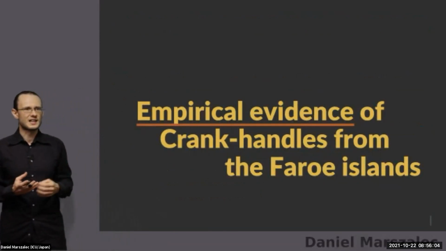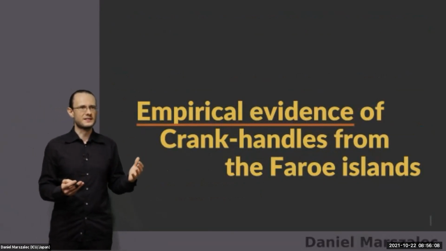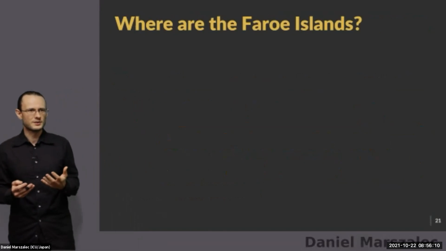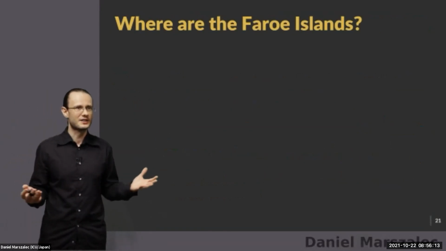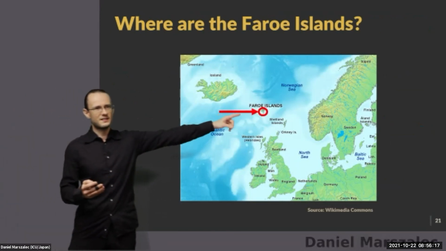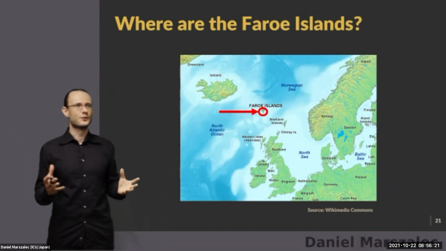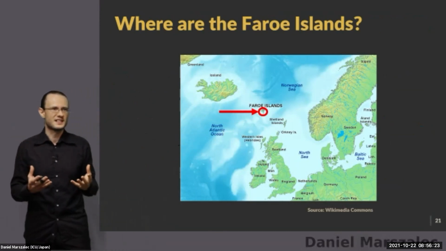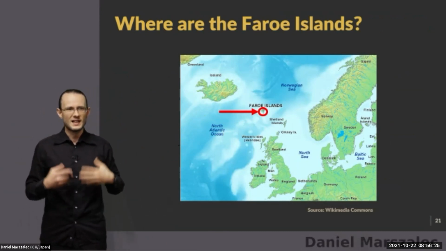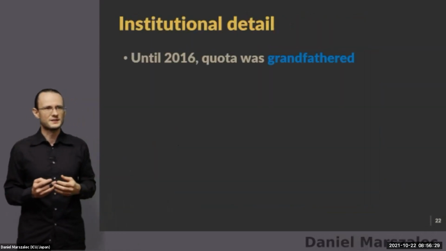Okay, so we've got a couple of minutes now to look at the empirics, and the empirical evidence comes from auctions for fishing quota in the Faroe Islands. So perhaps the most important question now is, where are the Faroe Islands? So here is the map of Europe, and there they are, north of Scotland, south of Iceland, surrounded by a lot of water. So this immediately tells us that it's a wonderful place for fishing, and the fishing industry is very, very important to the economy of the Faroe Islands.